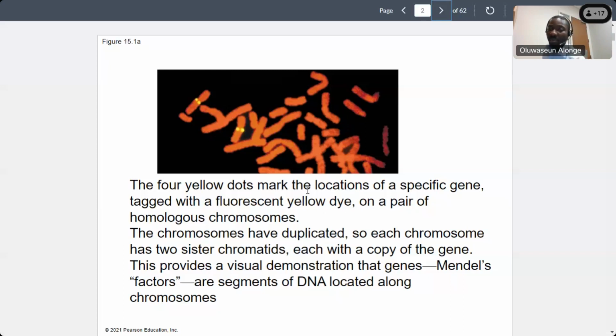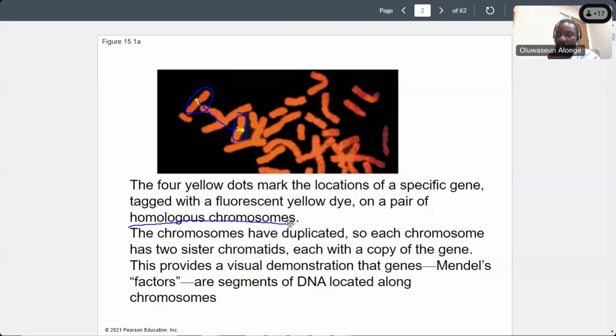So what you see, the yellow dots here, just signify the location of a gene. The location of a gene on the chromosome is called loci, or locus if it's singular. Now, when you see chromosomes that seem to have the same size, the same shape, and particularly the same gene at the same locus, that kind of chromosome, we call them homologous chromosomes.